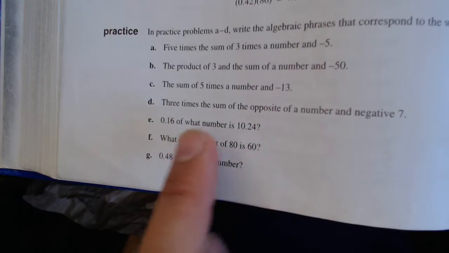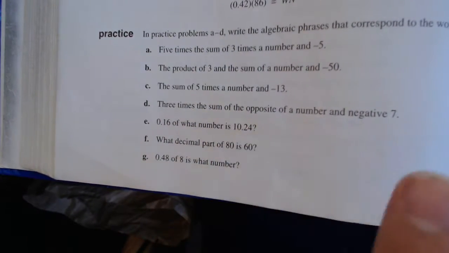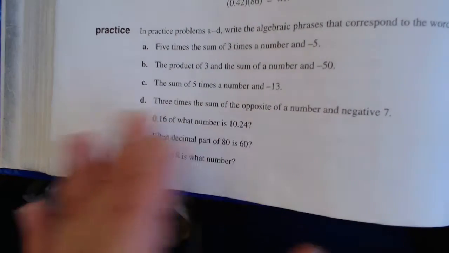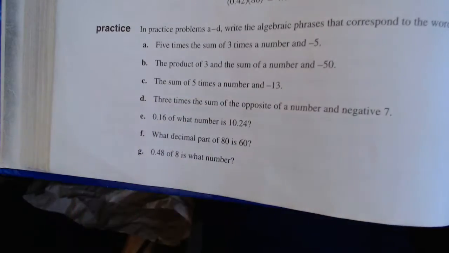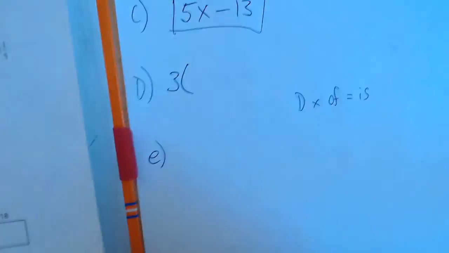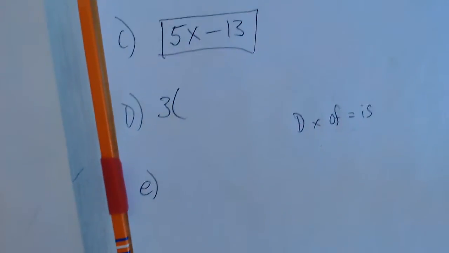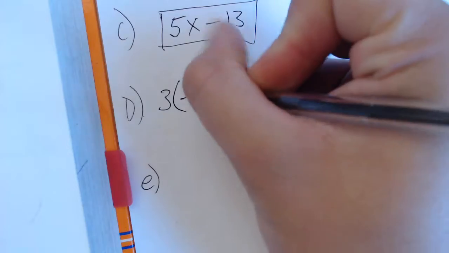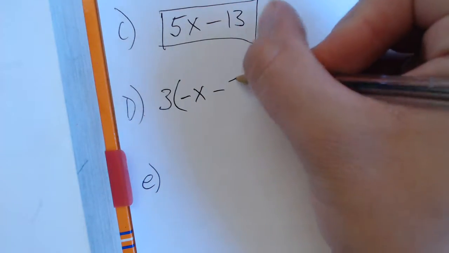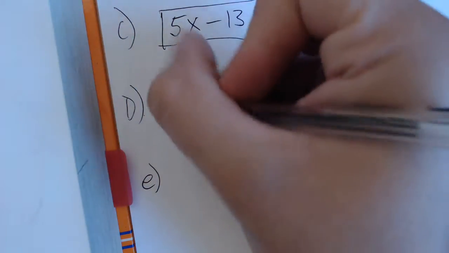D, we have 3 times the sum of the opposite of a number and negative 7. So this one's really big. We'll just take it piece by piece. First, we have 3 times the sum. So 3 is going to be multiplied by a parenthesis. So we'll put 3 outside a set of parentheses. And then we've got the sum of what? The sum of the opposite of a number and negative 7. If we write an unknown number as x, the opposite of that would be negative x. And then we're adding that to negative 7, or we can just put minus 7. And that's our sum. And then we're done.